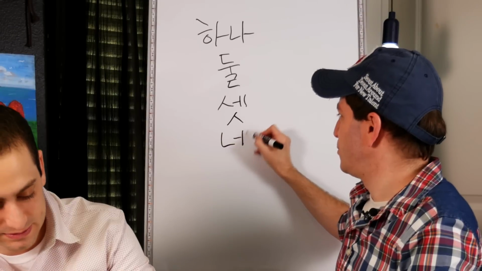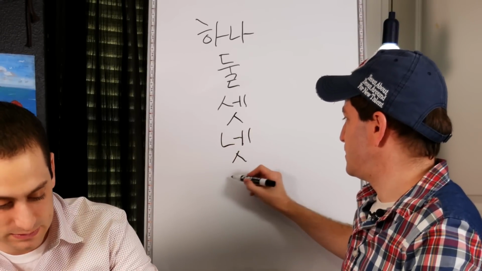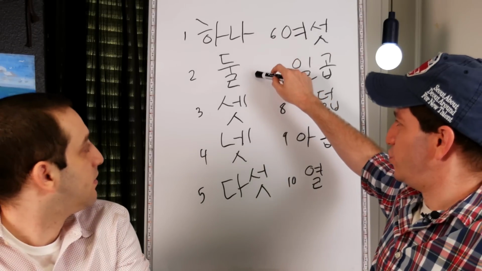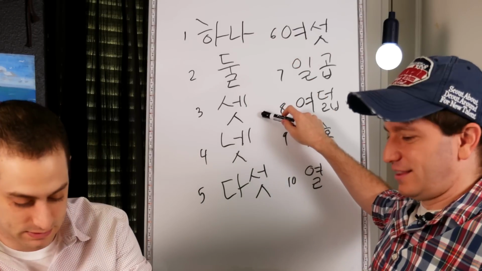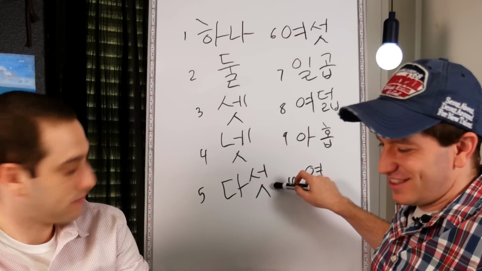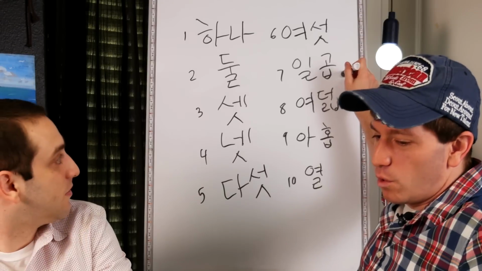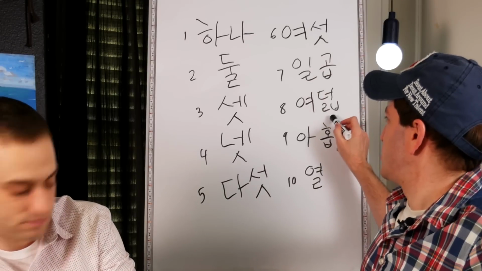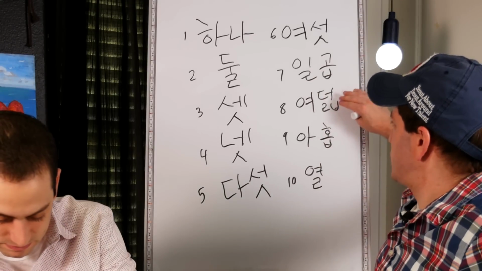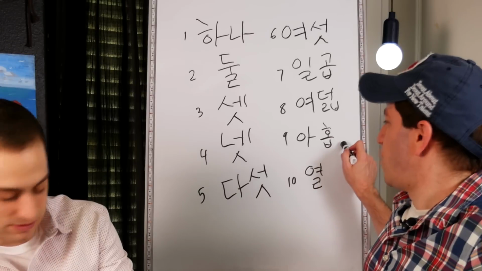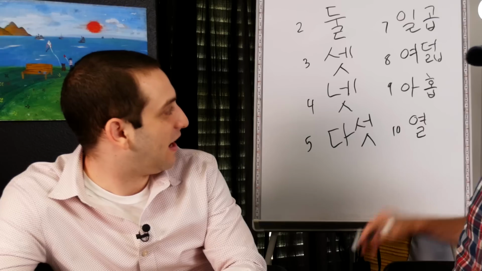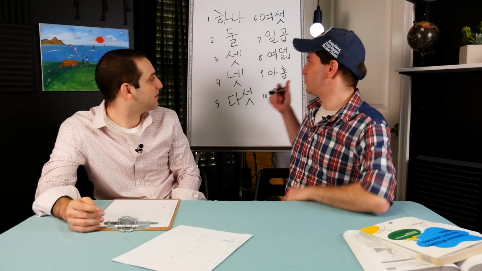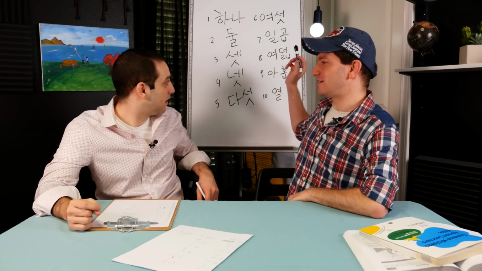Now these ones are pure Korean. These ones did not come from Chinese. 하나, 둘, 셋, 넷, 다섯, 여섯, 일곱, 여덟. This one's got a bunch of letters in it, although the pronunciation of this is just 여덟, 아홉. So there's a really dumb way of memorizing these that I learned.